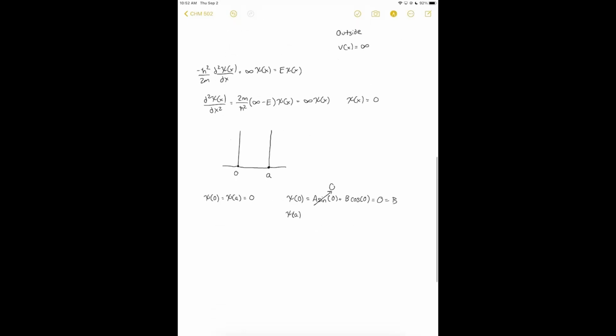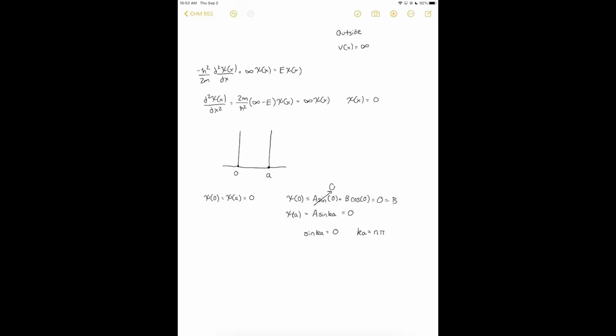Next, we'll do the same thing for a. So we'll do psi of a. And here we'll have a sine ka equals 0. We don't have a b cosine ka because we already know that b is equal to 0. And what this gives us then is we need some term where sine ka equals 0. We could also have a equal to 0, but then we would have no particle in the box. So that's not interesting. So when does sine of ka equal 0? Well, sine of ka equals 0 when ka equals n pi.